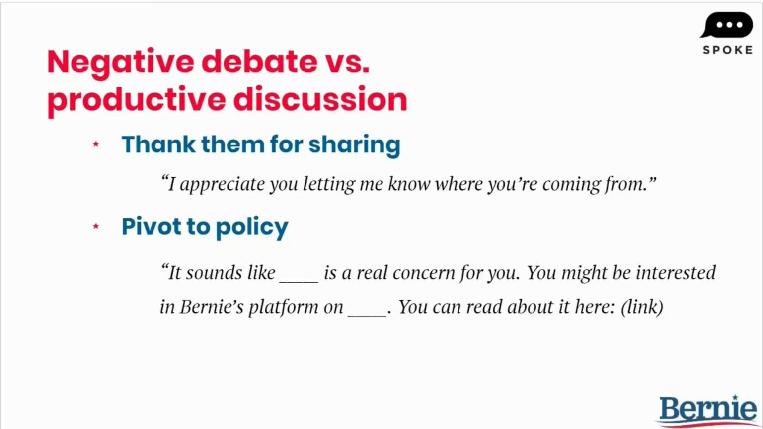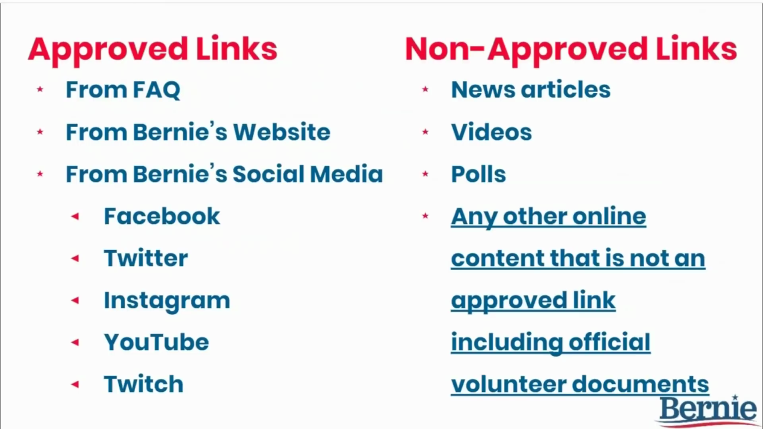for All. We want to reiterate here that whenever you're sharing links about policy, you should only share campaign-approved links, meaning links found in the FAQ, links to the issues page of Bernie's website, or to a post on one of his social media accounts. Do not share news articles, videos, or any other links unless they are clearly and explicitly approved by the campaign.